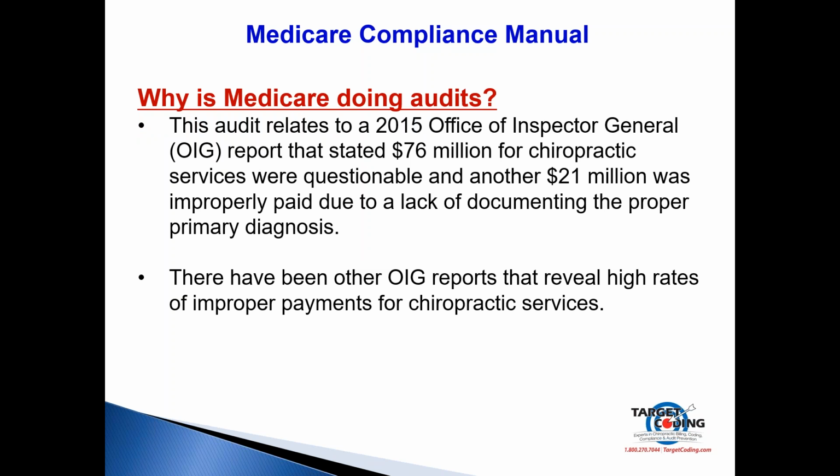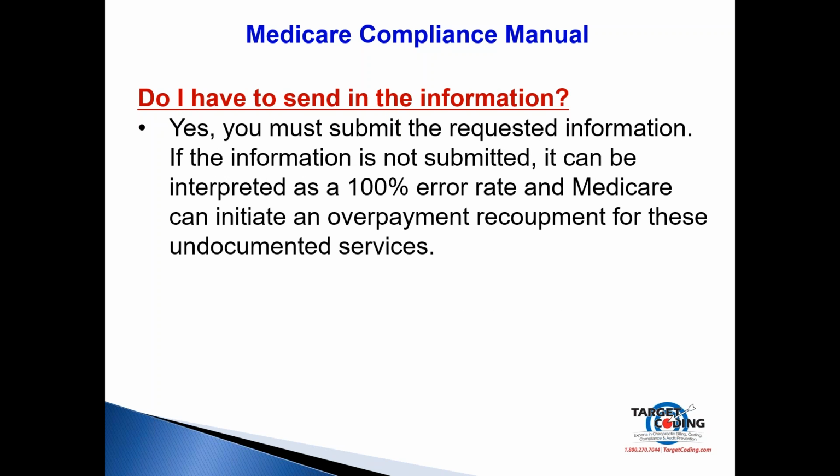But these audits that are occurring right now with this partner that Medicare has, called Strategic Health Solutions, they're saying that the audit is relating to the 2015 OIG report that said $76 million for chiropractic services were questionable. And there have been other OIG reports, as I mentioned. So these are the questions that always come up. And it doesn't always have to be a Medicare audit. It could be just a general audit.